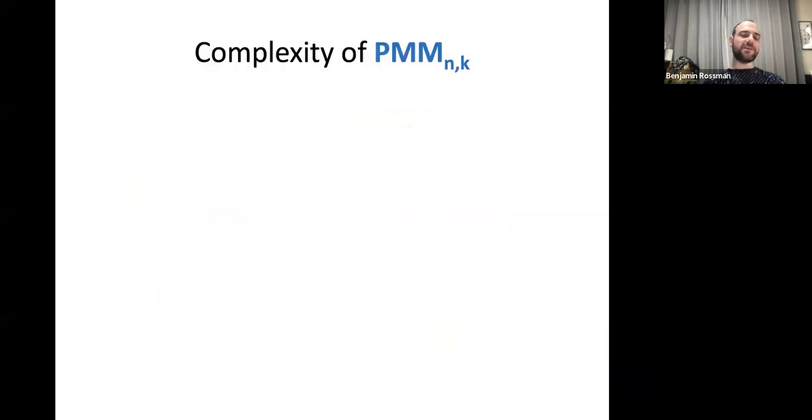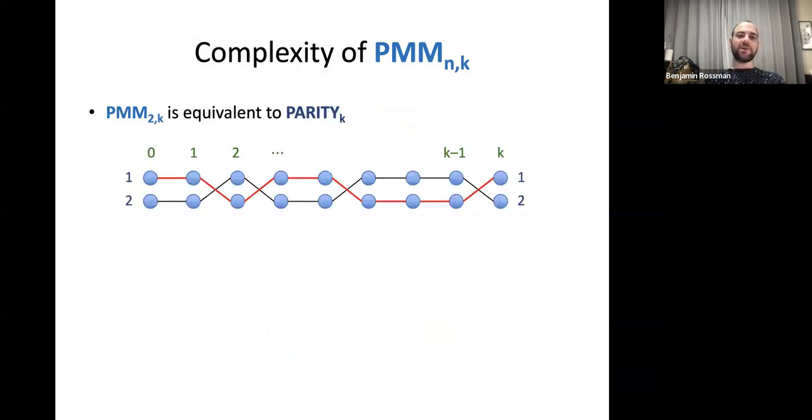So what is known about the computational complexity of this problem? As we'll see, this is a very important problem, and for different parameters, it captures different complexity classes. In the setting where n is just 2, this problem is easily seen to be equivalent to the parity problem on k bits. There's a path from 1 to 1 going across if and only if the number of crossings is even.